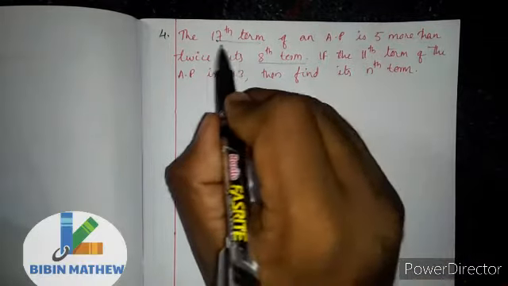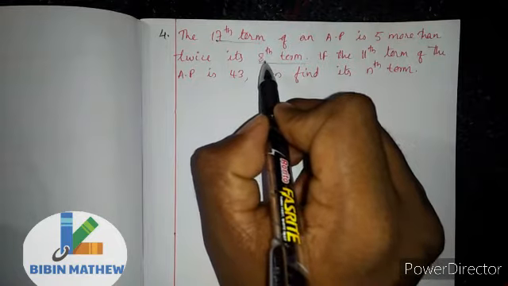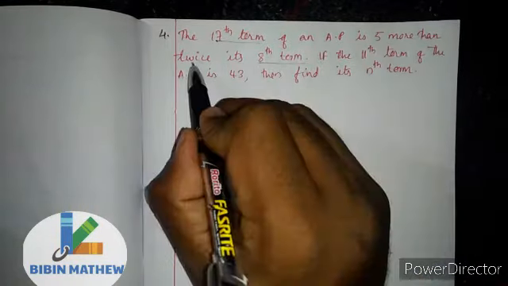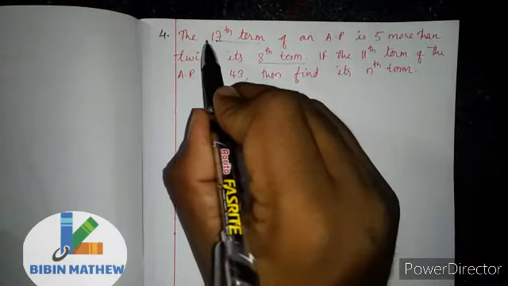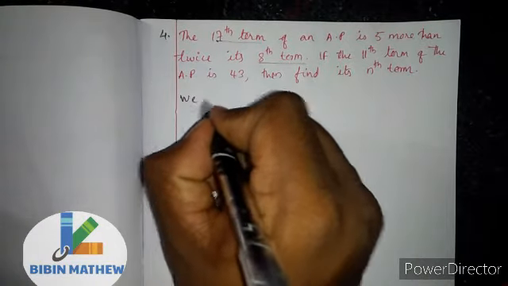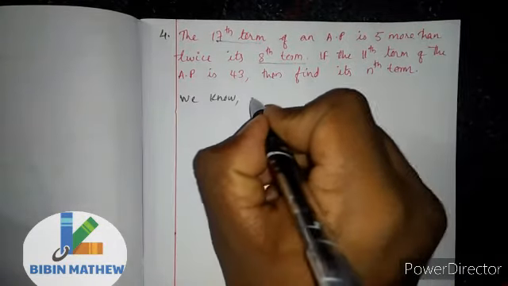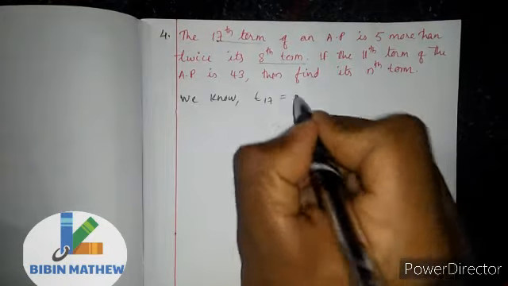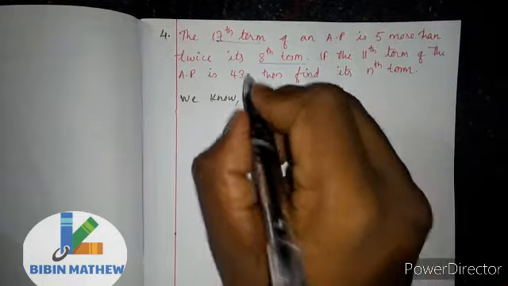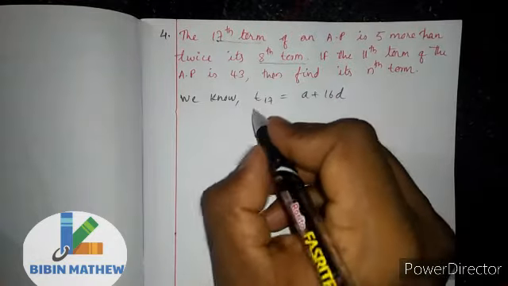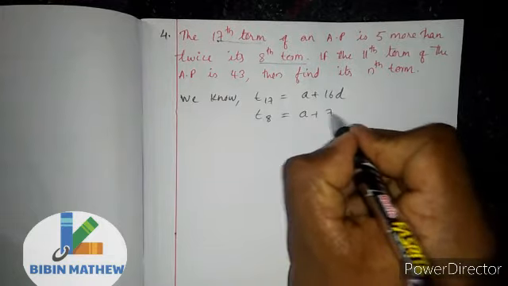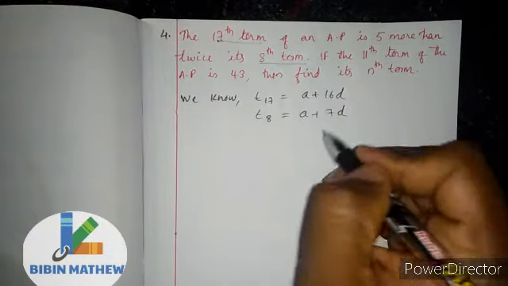दिया हुआ एक AP का 17th term जो है उसका 8th term का दुगुना से 5 ज्यादा है. We know T17 is equal to, 17th term का इक्वेशन क्या है? A plus 16D. और रिश्ता जो दूसरा दिया है 8th term का है. So 8th term भी लिखिए. 8th term T8 is equal to A plus 7D. These two things we already know.